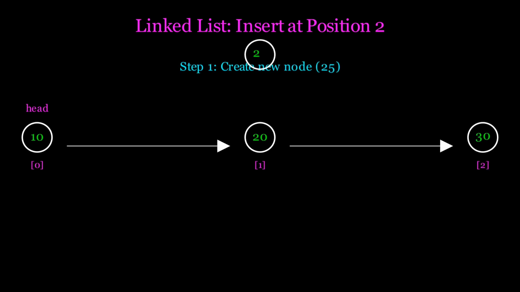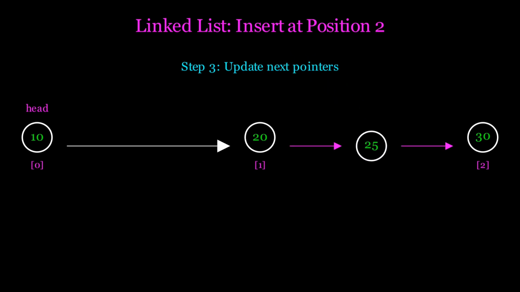So in order to insert it in the correct position, we traverse the list to find the correct position. Then we start at the head and move to 20, which is position 1. This is the node just before our target position. Now we update the pointers. The new node 25 will point to node 30 and node 20 will point to the new node. This effectively inserts 25 between 20 and 30.